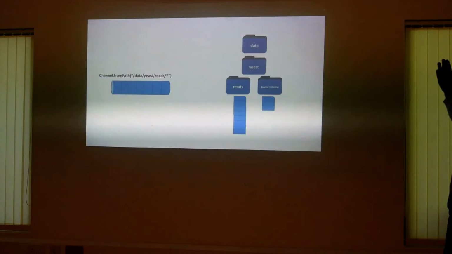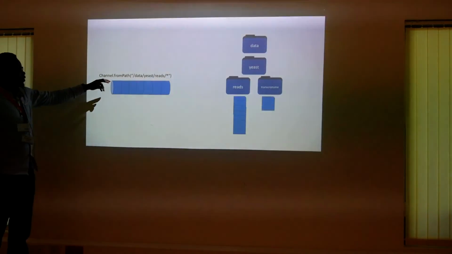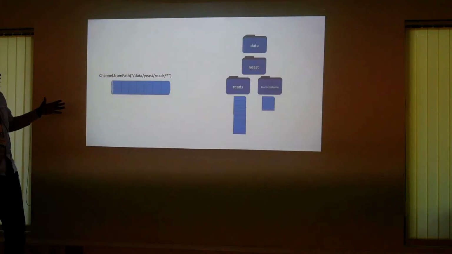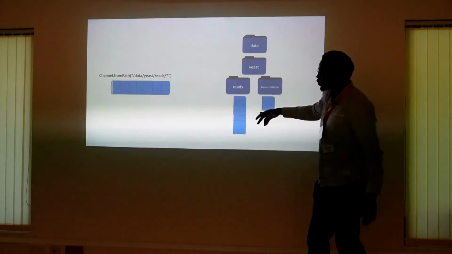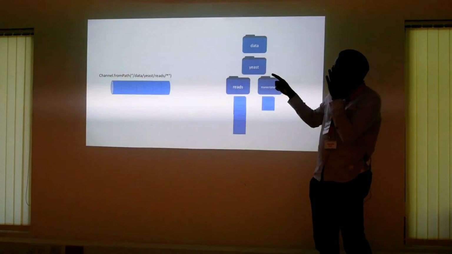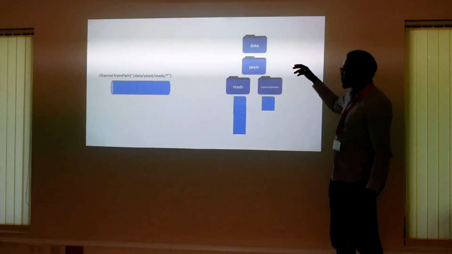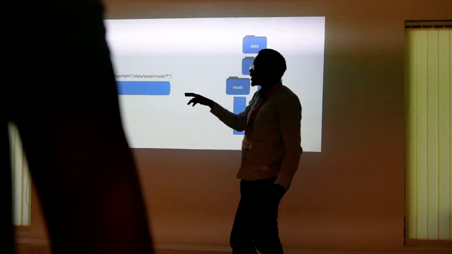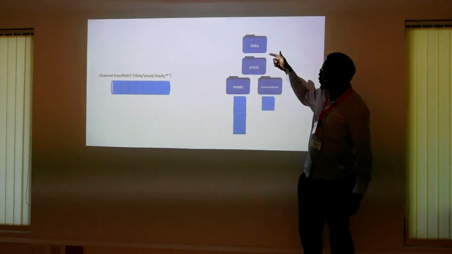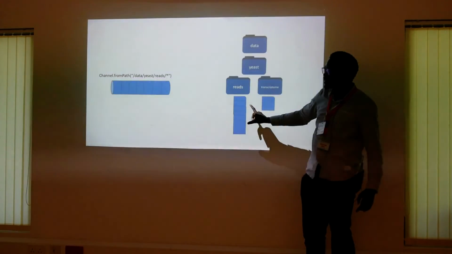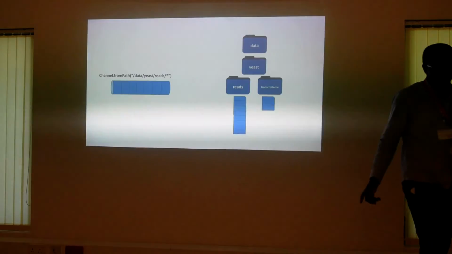So channel from path, this is a channel which enables you to have, for instance, in your directory or in your folder, several folders, and you're only interested in getting the reads or the sequences emanating from a sequencing experiment. So you have to specify the path to where your reads are, and then from there, Nextflow will be able to gather all these sequences or these reads that are in that folder.